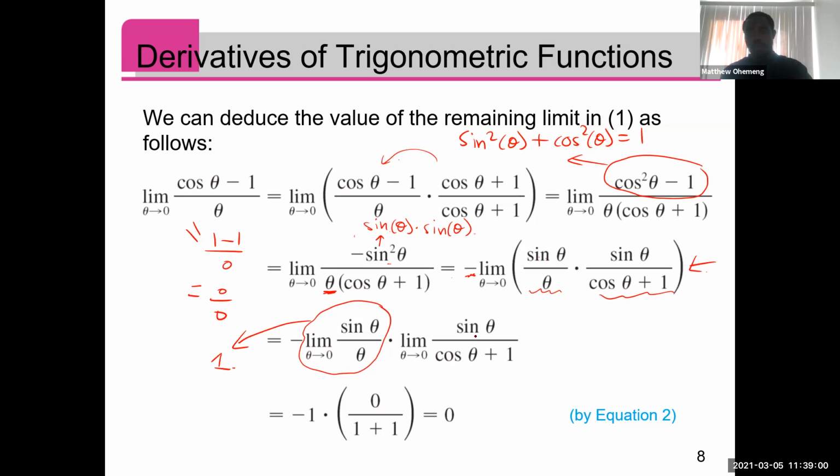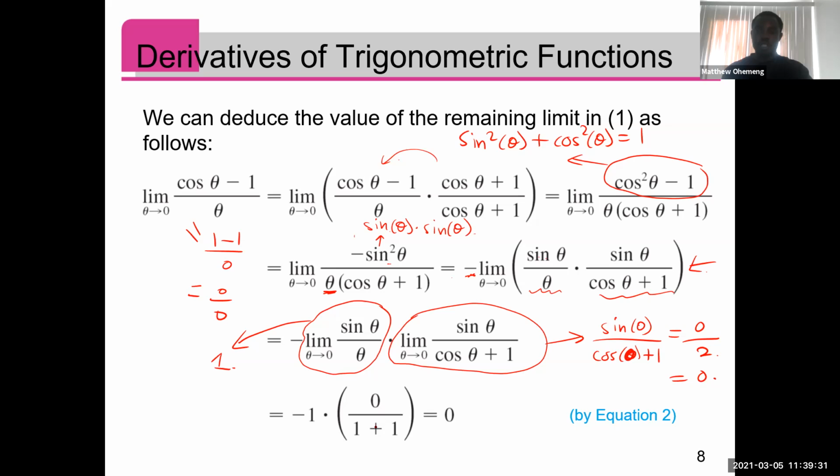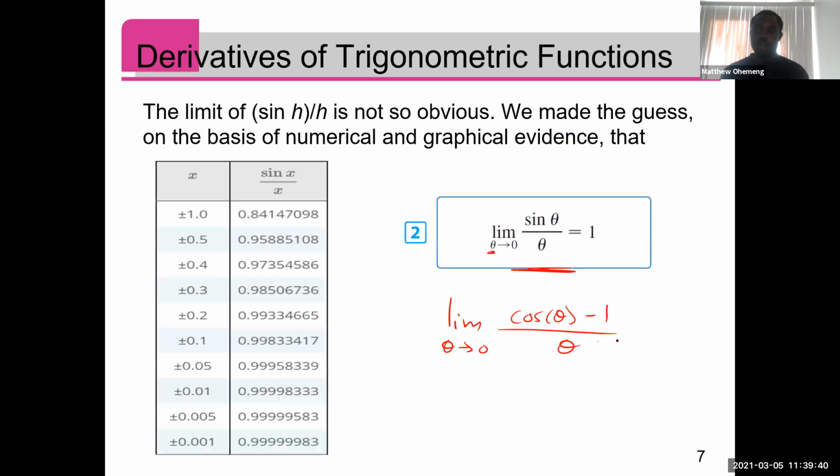And then for this piece, we try plugging in again. If you plug in 0 here, you get sine 0 over cosine 0 plus 1. Sine of 0 is 0, cosine of 0 is 1, and then 1 plus 1 is 2. So you get 0 over 1 plus 1, and the whole thing will give you 0. So that means this special limit is 0.